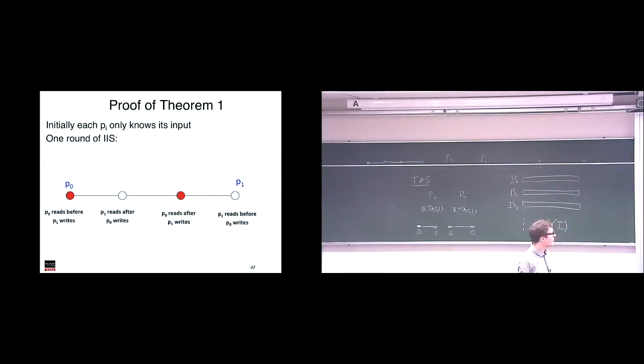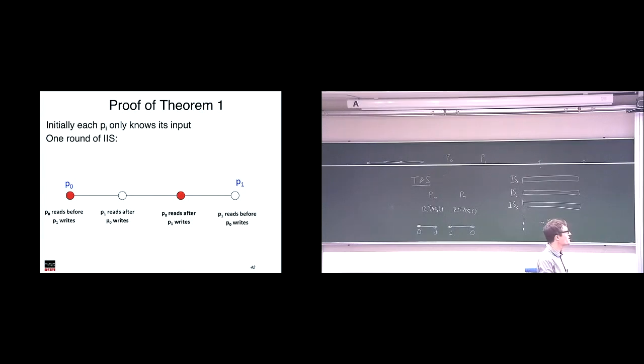Maybe let's take a step back. You cannot decide in the first round. Why? Because if everybody decides in the first round, by the property of consensus, P0 only sees its own input, which is 0. Here, P1 sees only its input, which is 1. Remember that consensus requires that the set of outputs should be a subset of inputs. So if you only see input 1, you have to decide 1. If you only see input 0, you have to decide 0. Because you have no clue if 1 was proposed or not.